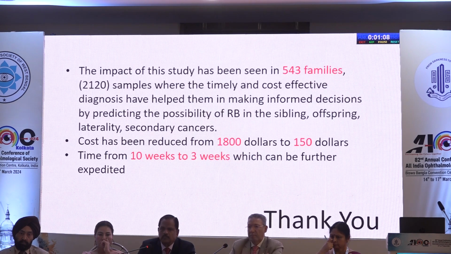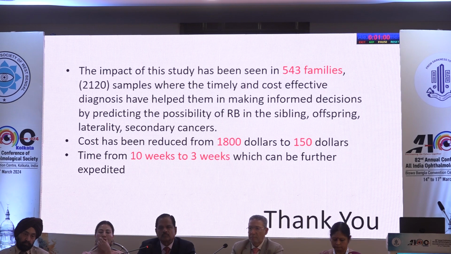The impact of this study has been seen for 543 families, where the timely and cost-effective diagnosis has helped them in making informed decisions by predicting the possibility of RB in the sibling, offspring, laterality, and secondary cancers as well. Cost has been reduced from $1,800 to $150 for an entire family, and the time from 10 weeks to 3 weeks, which can further be expedited.